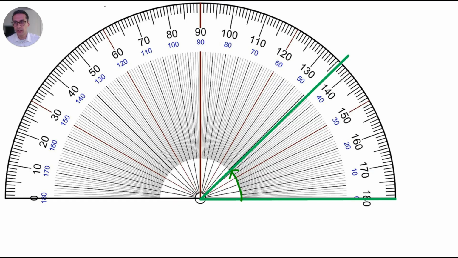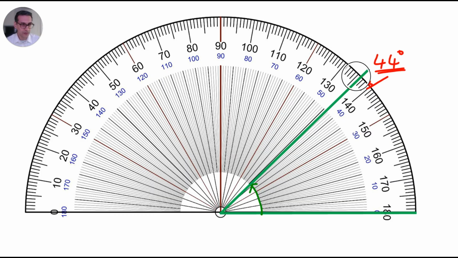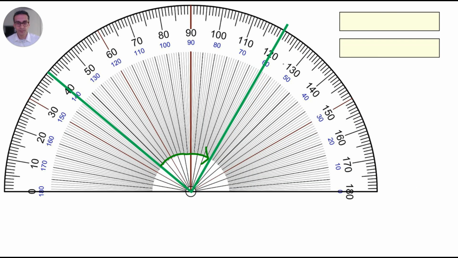Okay, next one. Pause the video and have a go. Read the scale. All right, so remember, we are going this direction. So 0 starts on the inside, so anti-clockwise. And using that, we are going to measure using the inside scale. If that's 40, then we've got 1, 2, 3, 4. So that's 44 degrees is your answer. So use the big scale sometimes to help you measure that. Okay, next one. Read the scale here.